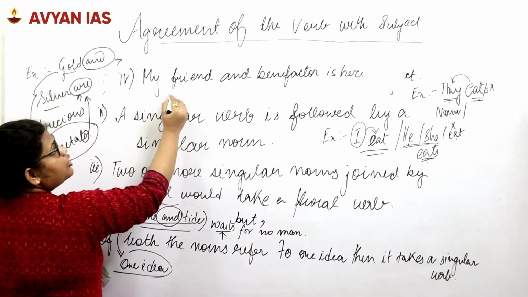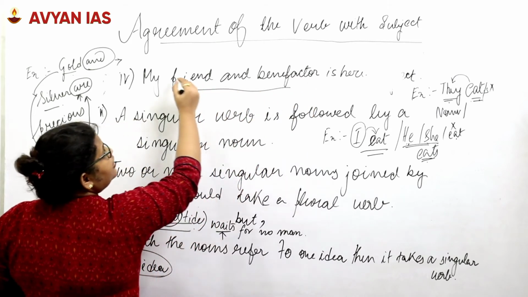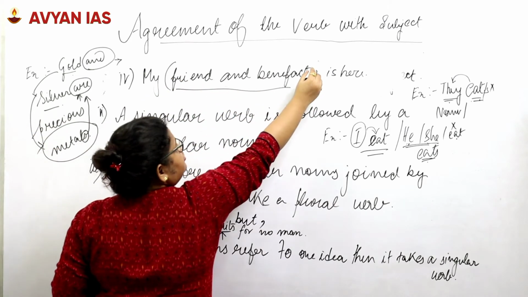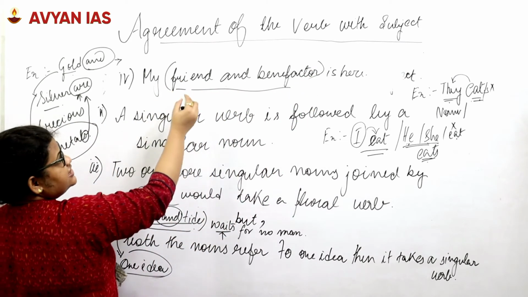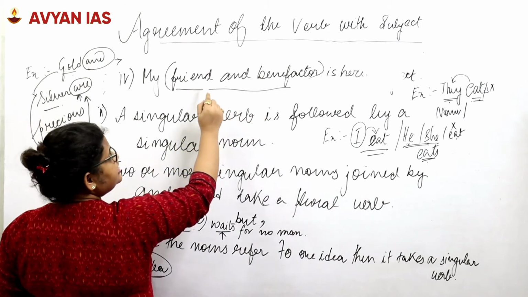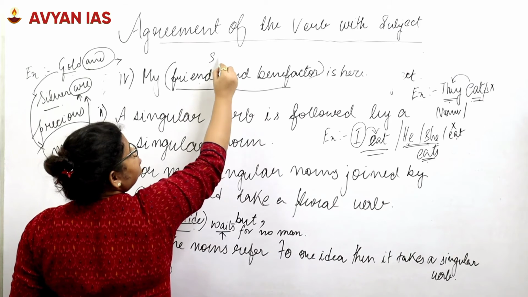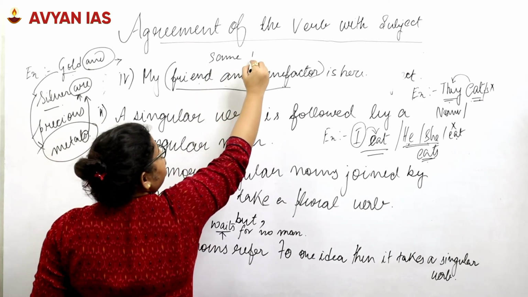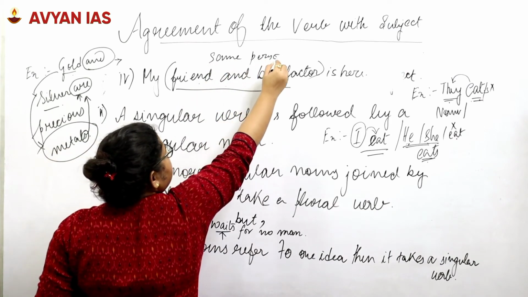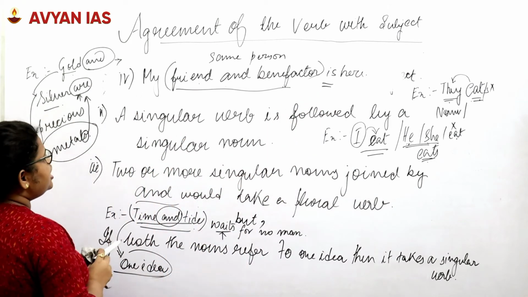When we are talking about my friend and benefactor, we are referring to one and the same person. This is treated as something that is within a bracket. We are talking about one person. The friend and the benefactor both are the same person. That is why we are using is, that is, a singular verb after the subject.